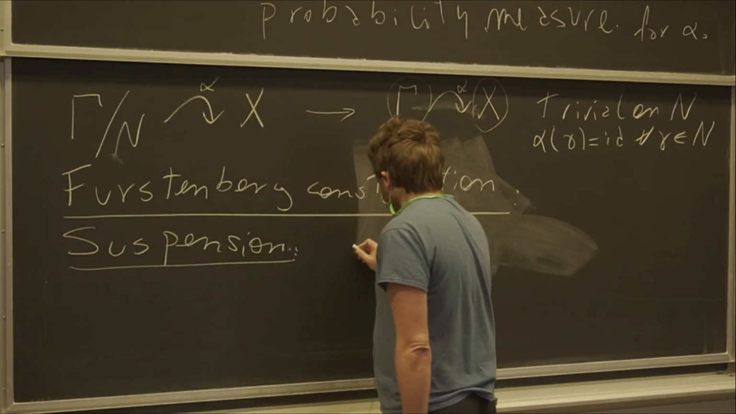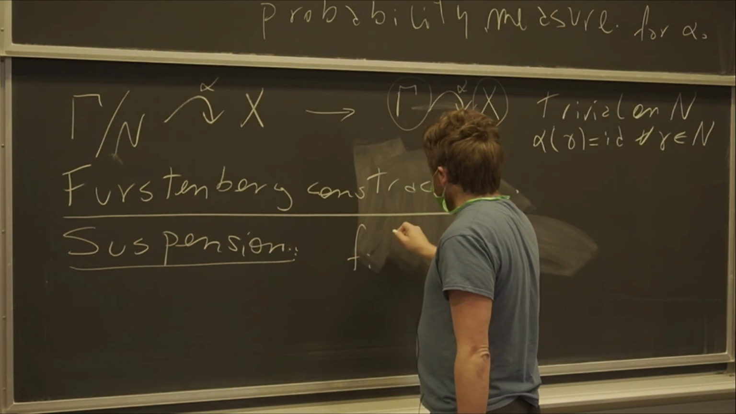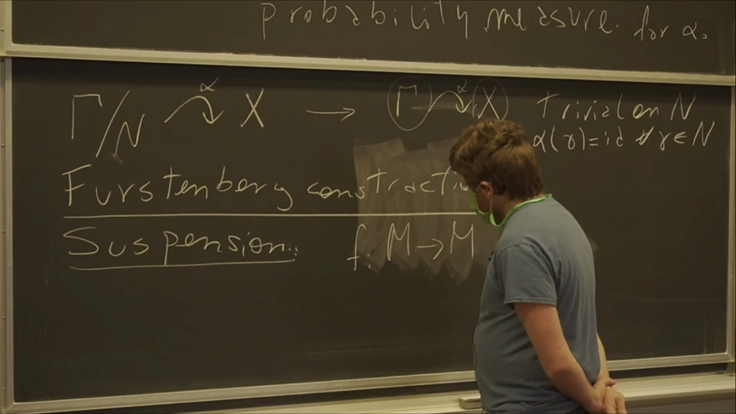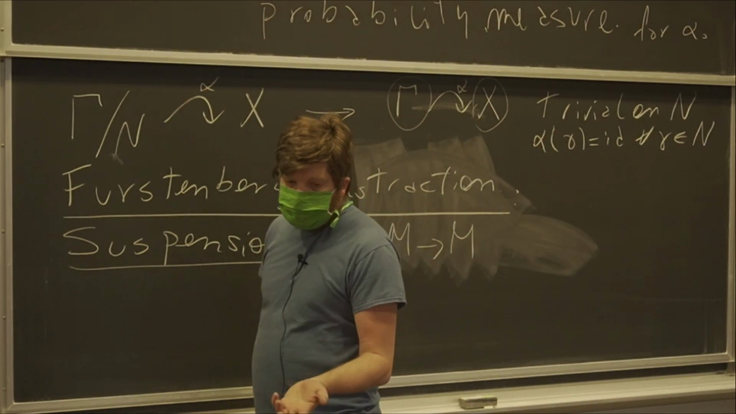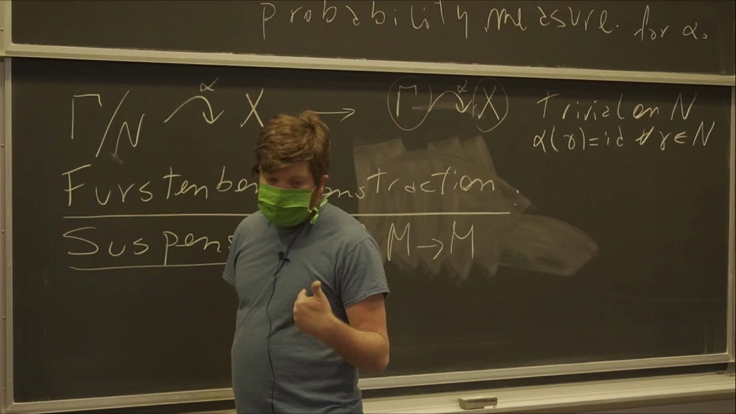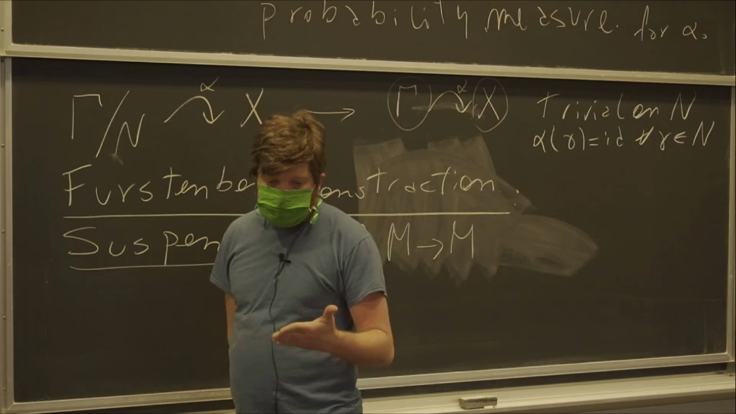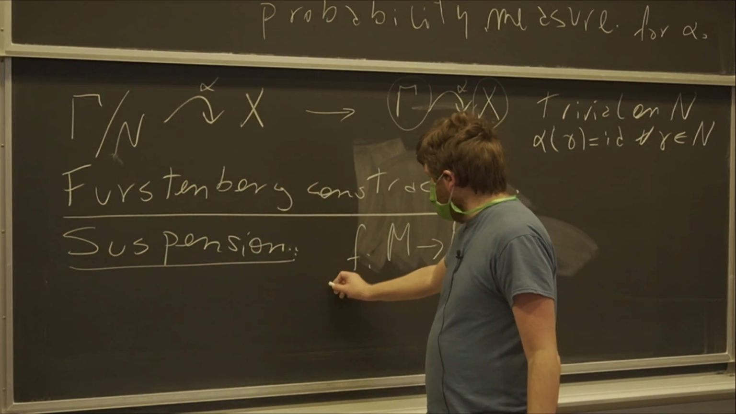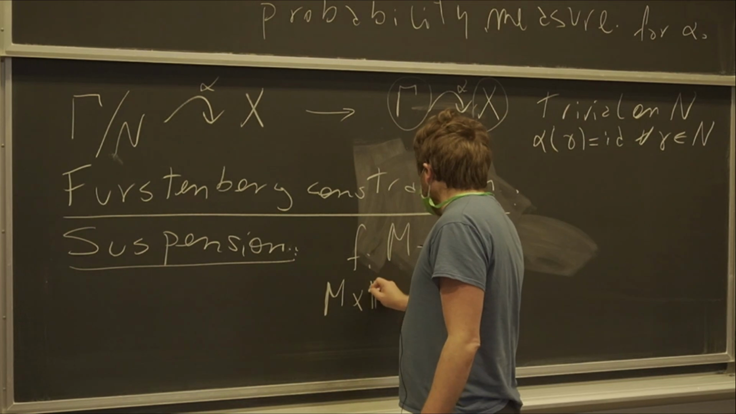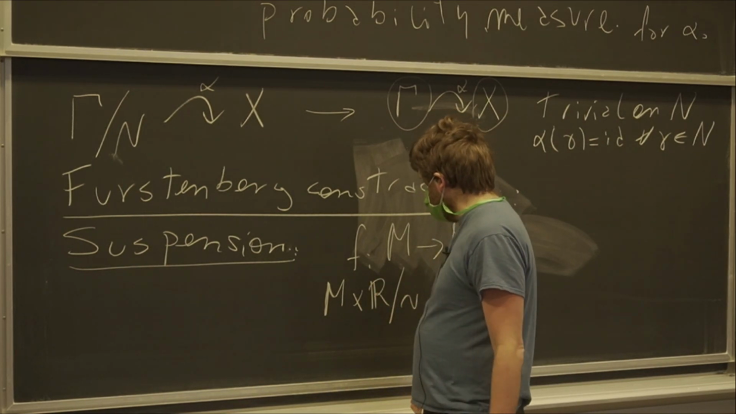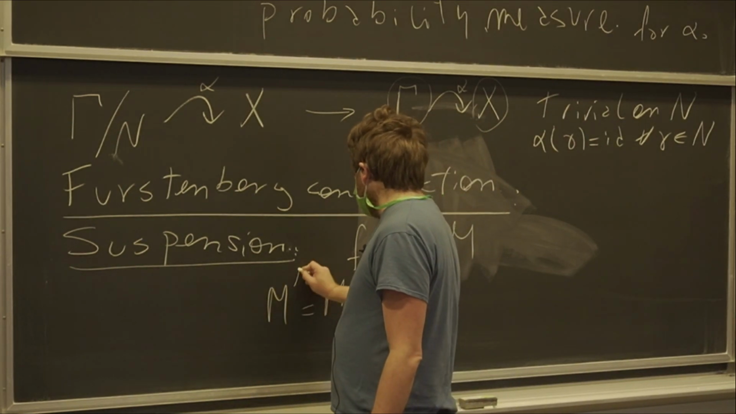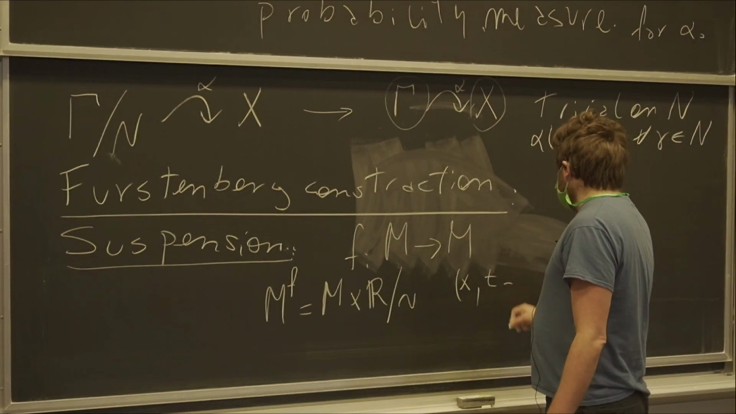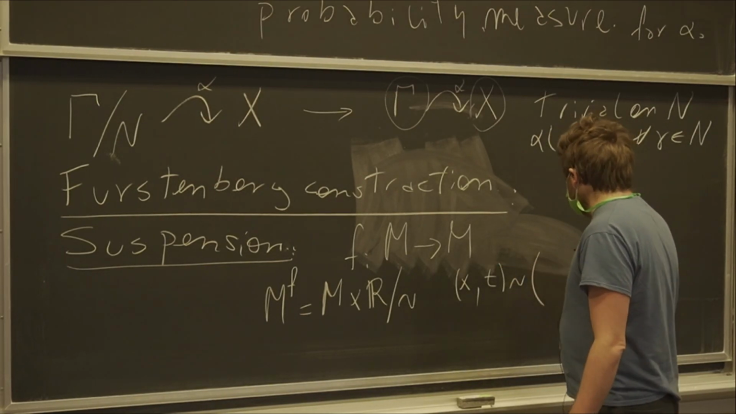When I have a map from a space to a space, I can embed this map into a flow in such a way that F is the Poincare return map to some section which is naturally identified with M. And the way you do it is by taking the space M times R quotient by some relation. You call this M_F. And the relation is (x, t) is related with x.